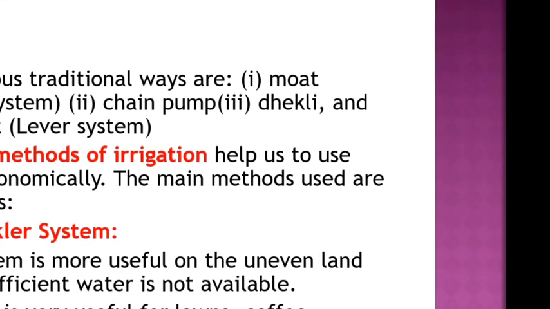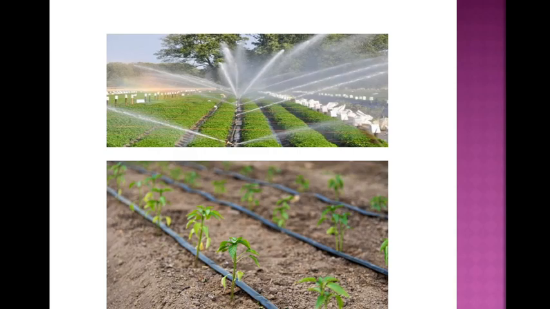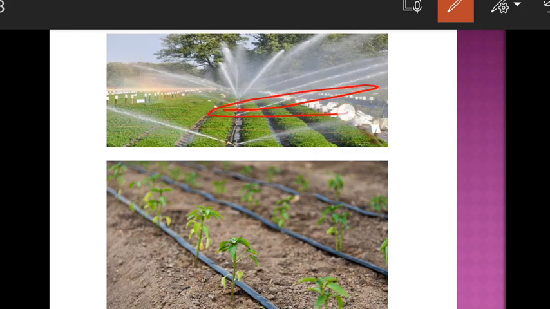Just look at the image. The first image is sprinklers. First of all, from a main pipeline, many perpendicular pipelines are arranged. The water is pumped from the underground system into the main pipeline, and from there it is supplied into the perpendicular pipelines, and here they are, the sprinklers. The water is sprinkled throughout the lawn or the crop fields.